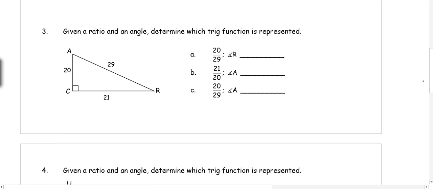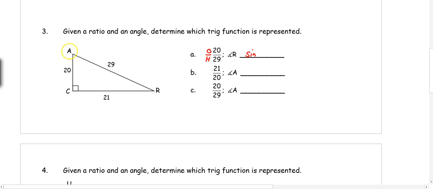Number 3, given a ratio and an angle, determine what trig function is represented. So in this case, we have angle R, and they are giving us 20, which in this case would be the opposite side of R, and 29, which is the opposite side of the right angle, which is my hypotenuse. So we have our opposite side and our hypotenuse, which means this is the sine function.